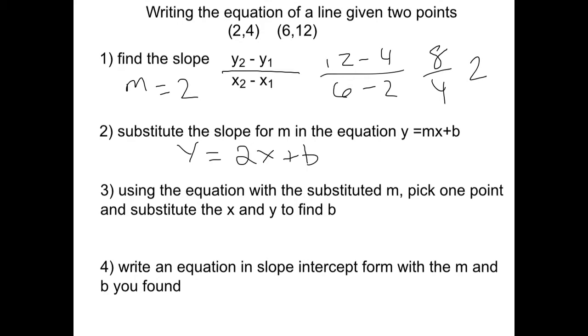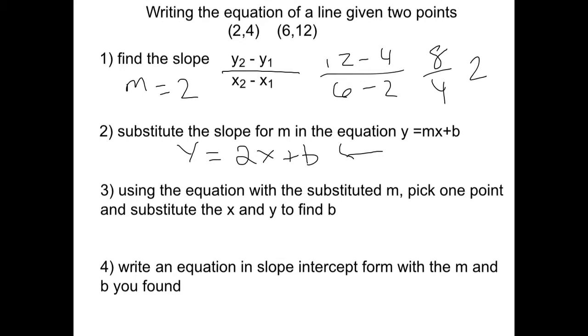There are many lines that have a slope of 2, but we want to know the specific line that goes through 2, 4, and 6, 12. So we need to figure out what that b is, or the y-intercept, so where this line crosses the y-axis. In order to do that, you have to solve for b. The problem is, in the equation we just wrote, we have 3 unknowns. We don't know y, we don't know x, and we don't know b.